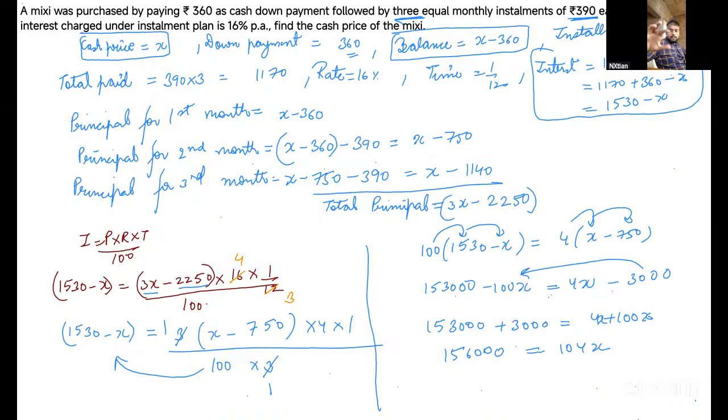Now, the question which we are doing is based on simple interest, when the simple interest installment buying process is there. But when we have compound interest, not simple interest, then how we will do it, we will solve that. Do you understand?